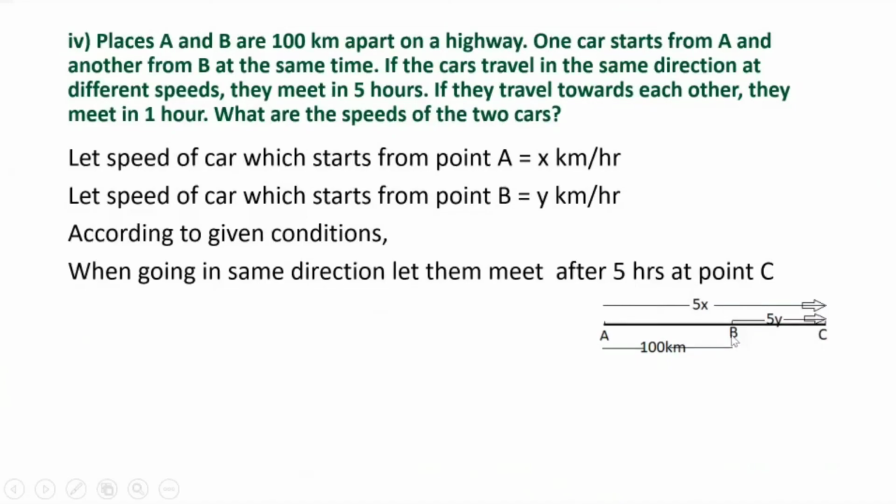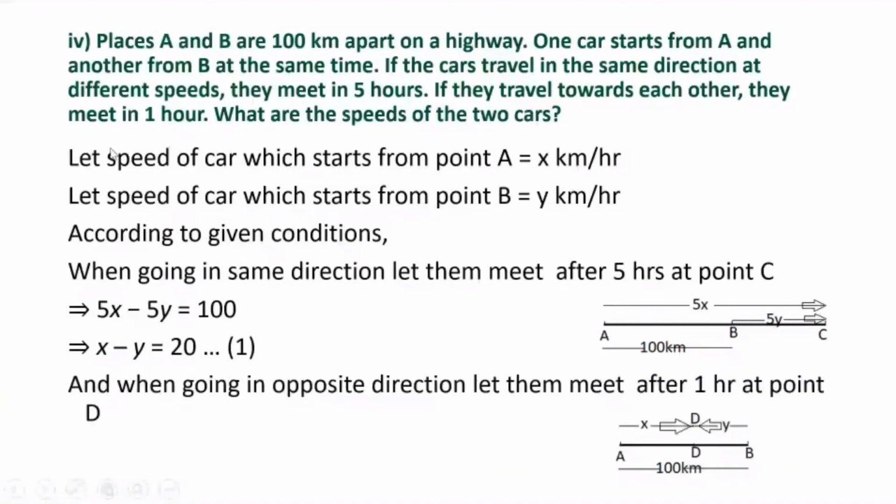Exactly the same way, the car from B, going in the same direction, reaches point C in 5 hours. That means at a speed of y kilometers per hour, if the time taken is 5, the distance traveled BC will be equal to 5y. Now clearly see the figure, AC minus BC will be equal to AB, or not? That means 5x minus 5y is equal to 100. So I get my first equation, 5x minus 5y equals 100, which simplifies to give me x minus y is equal to 20.